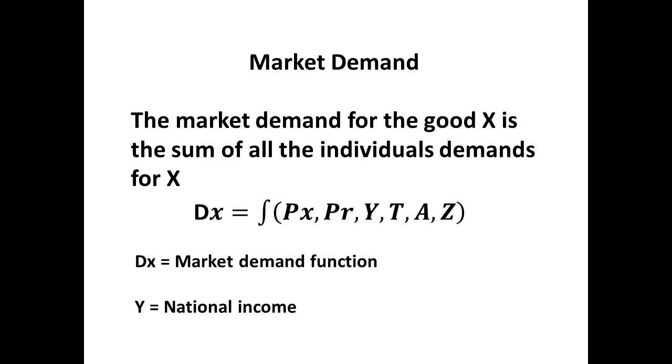The market demand for good X is similar, but this time we consider the sum of all the individual demands. This is done by considering the national income. The market demand for good X is a function of the price of X, the price of related goods, national income, taste, advertising, and other relevant factors.